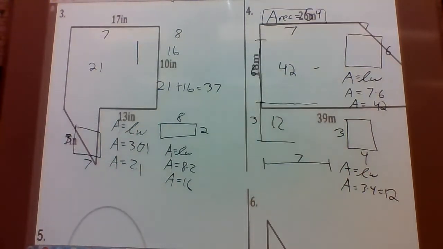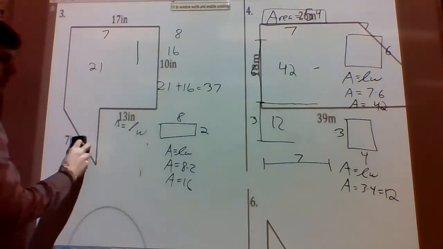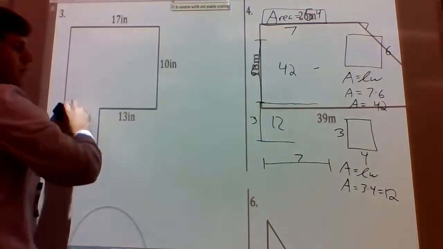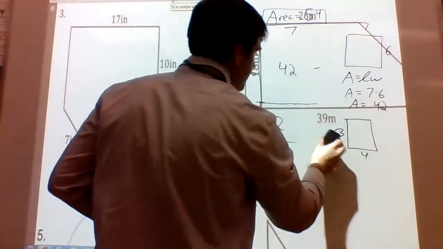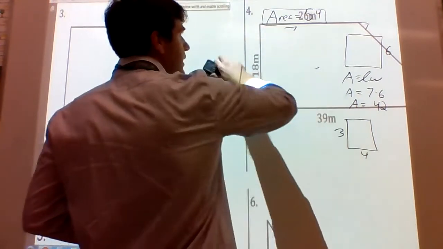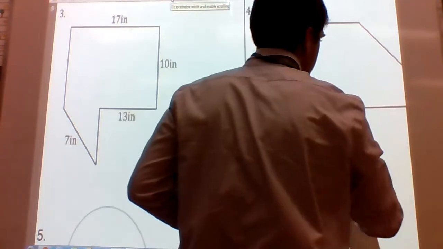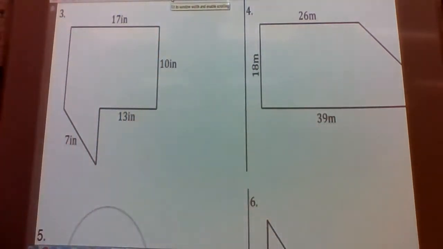Number 3. We can break now. The step 1 in our process, right, is to break them down, identify the components: triangles, rectangles, or circles. Step 2, we want to find the area of each part, and then step 3, we want to add or subtract as appropriate.